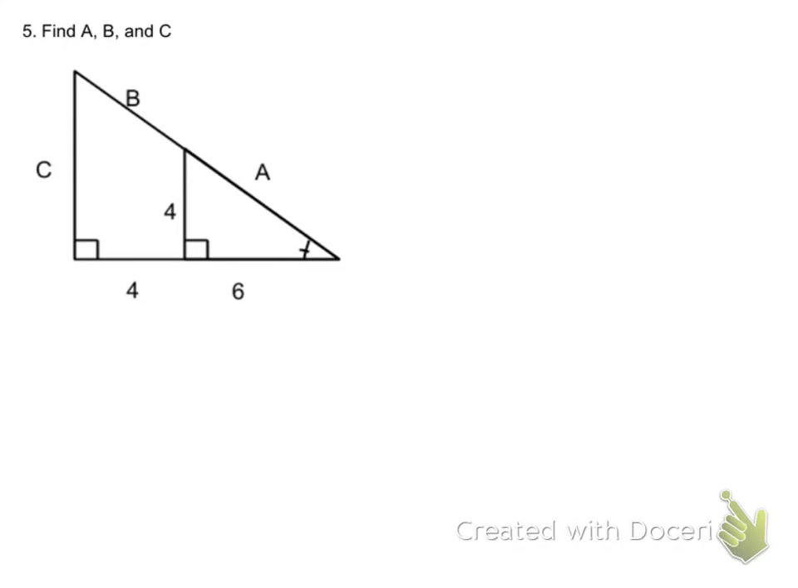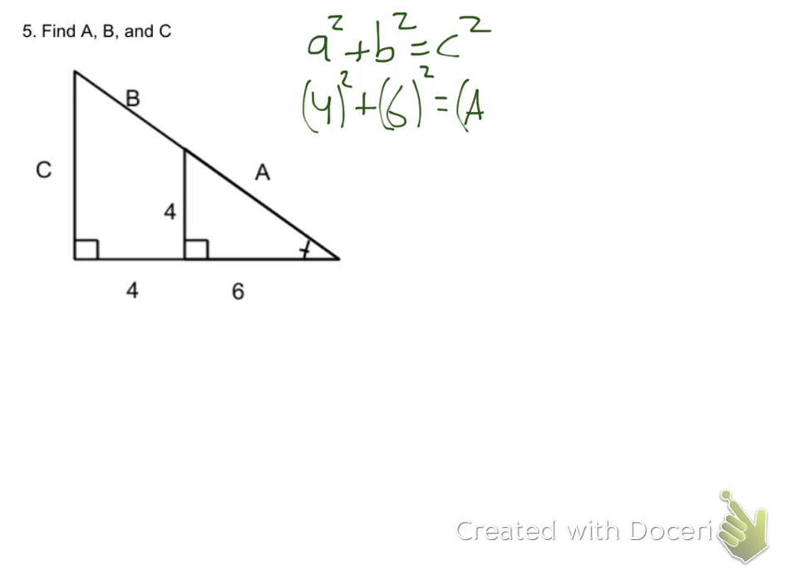Right, I want to use A squared plus B squared equals C squared. Don't get it mixed up with the A, B, and C of this particular problem, because that's not true. What do I use for A and B in this problem? 4 and 6. And that will equal the side or length A, the hypotenuse of the small triangle, squared.